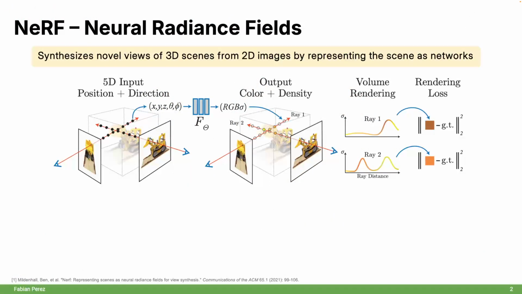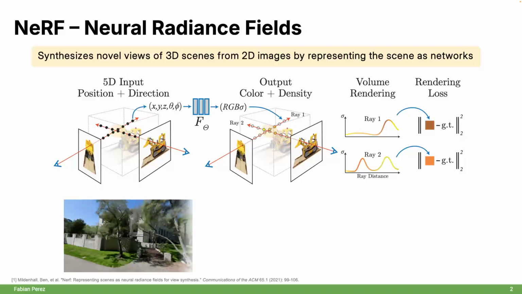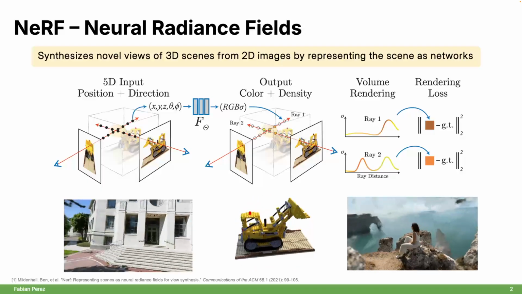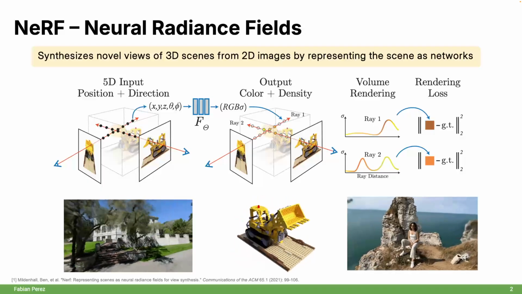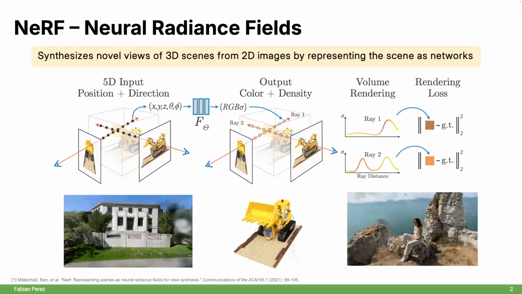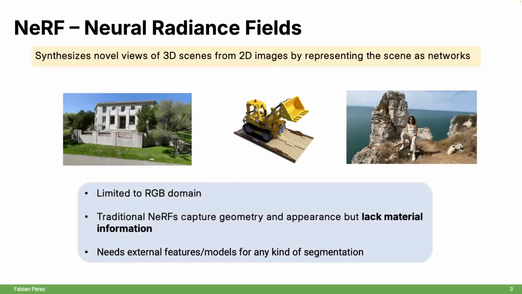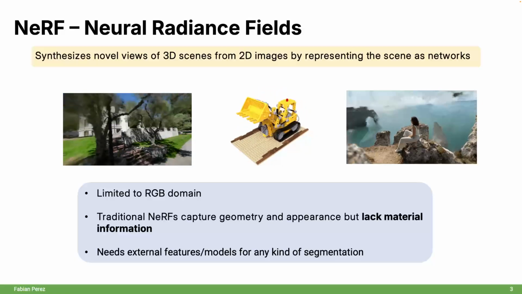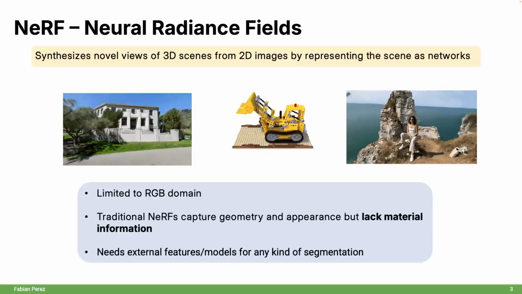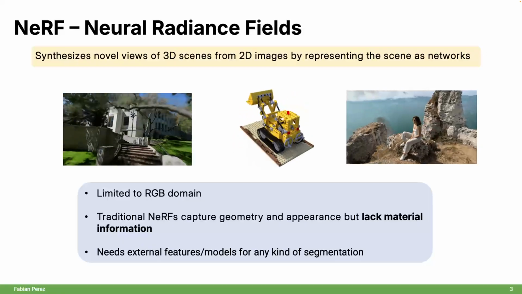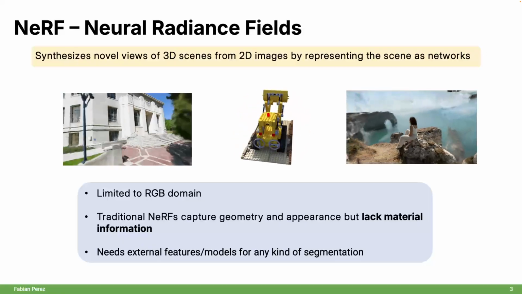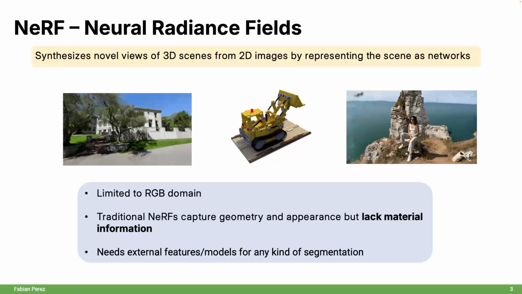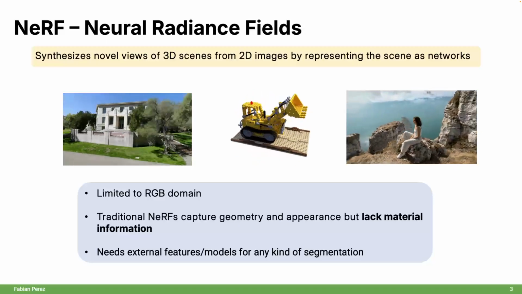NeRF represents a scene as a continuous field and renders novel views by volumetric integration along camera rays. It enables high-fidelity novel view synthesis and reliable geometry estimation from multi-view images. Classic NeRF is RGB only. It reconstructs appearance and geometry from images, but it doesn't extend to other sensing modalities. As a result, it doesn't identify which materials are present in the scene, and segmentation typically requires modifying the pipeline or attaching an external pre-trained model.